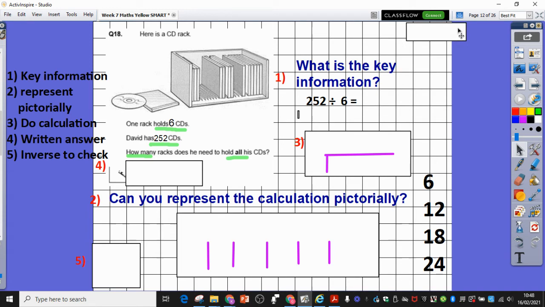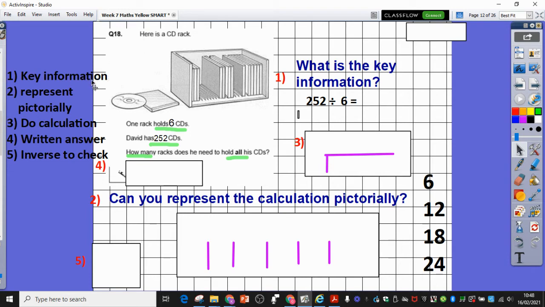What is the key information? I'm literally sharing my 252 CDs 6 ways to find out how many racks that I need. So my calculation will be 252 divided by 6. Now I'm going to actually use my list here to help me understand what I've done. So I've pulled out my key information so I can give that a nice little tick.